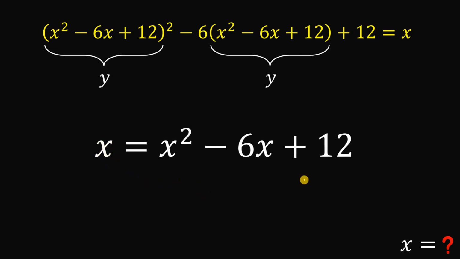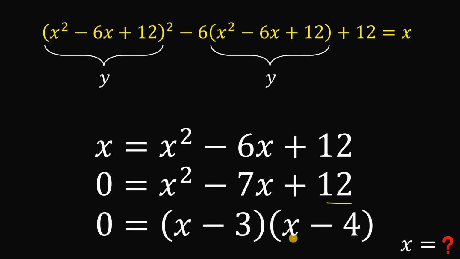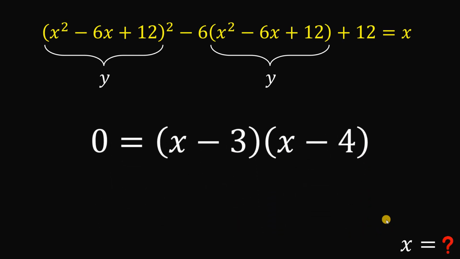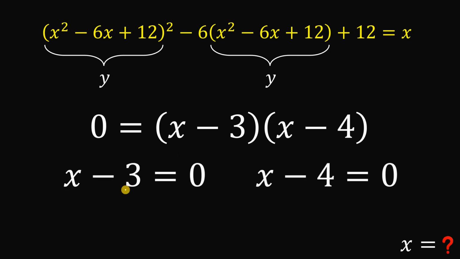And if we subtract x on both sides, we get that x² − 7x + 12 = 0. This quadratic equation in terms of x is not hard to factor, because −3 plus −4 is −7, and −3 times −4 is positive 12. So we can factor this nicely as (x − 3)(x − 4). Now let's focus on this result. Using the zero property, at least one of them must be equal to 0. So we can say that x − 3 = 0, or x − 4 = 0.